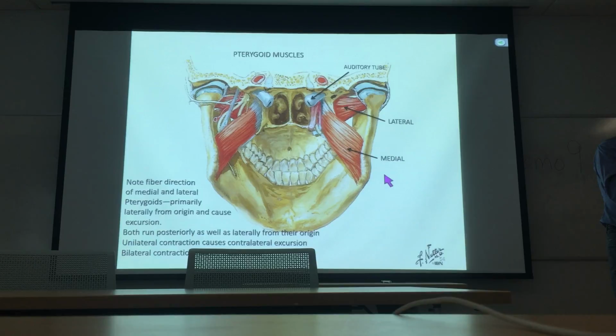Masseter, temporalis, medial pterygoid are all jaw closers. Inferior head is a jaw opener. It also acts to protrude the mandible.